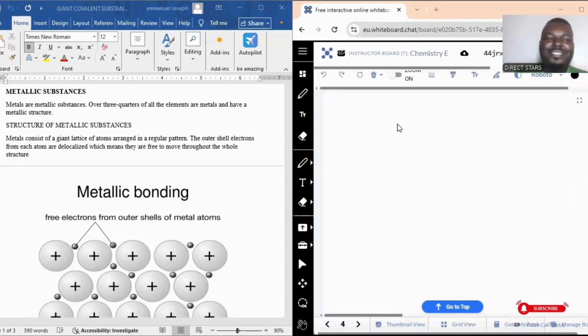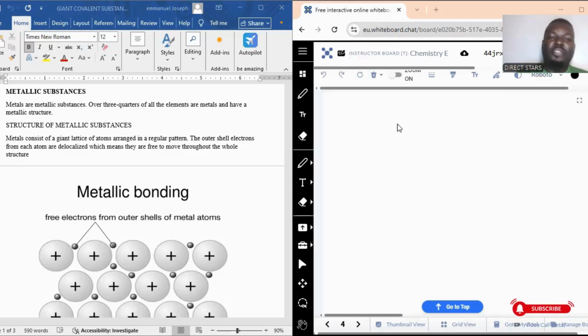Today, we'll be looking at metallic substances. We've talked about covalent compounds, covalent bonds and substances. So today, we'll be looking at metallic substances. I know you're familiar with what metallic substances are. Things like your iron, silver, gold, copper, and the likes. Metals generally are metallic.